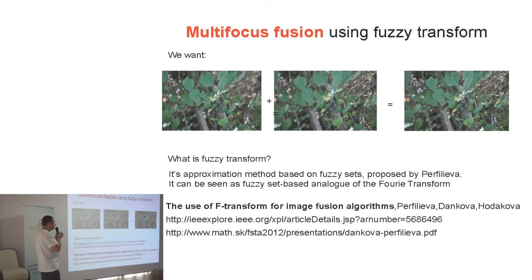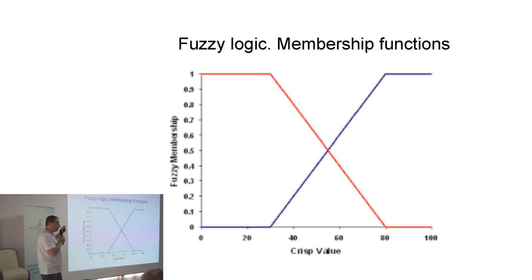But today we will talk about multifocus fusion using fuzzy transform. What we want: we have one image with focused leaves, a second image with focused foreground, and the result, an all-focused image. What is fuzzy transform? It's an approximation method which comes from 1D, one-dimensional processing. It was proposed by Irina Perfilieva in Czechia. It can be seen as an analog of Fourier transform, but it gives a little bit different results and has a little bit different philosophy, because each method is based on some philosophy. It may be, for example, about random values, or about fuzzy values, or maybe about interval values, but we are talking about this on the next slide.